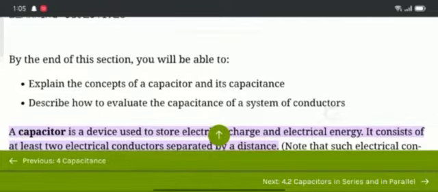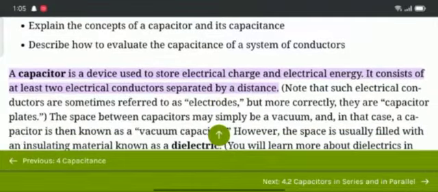A capacitor is a device used to store electrical charge and electrical energy. It consists of at least two electrical conductors separated by a distance. Note that each of these electrical conductors is sometimes referred to as an electrode, but more correctly, they are capacitor plates.